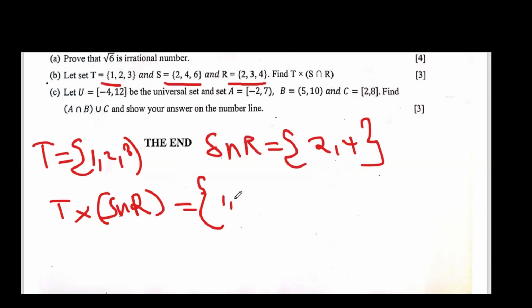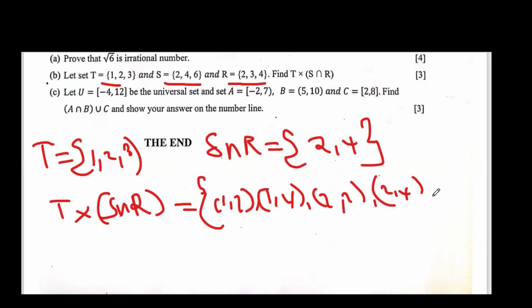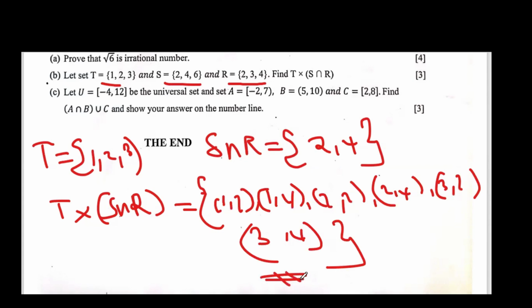So 1 will go with the 2 there. This will be our first pair. Our second pair will be 1 with the 4. Our third pair will be 2 with the 2, and then 2 with the 4, and then 3 with the 2, and then 3 with the 4. So that will be our Cartesian product for that set. So that's how you find the Cartesian product.